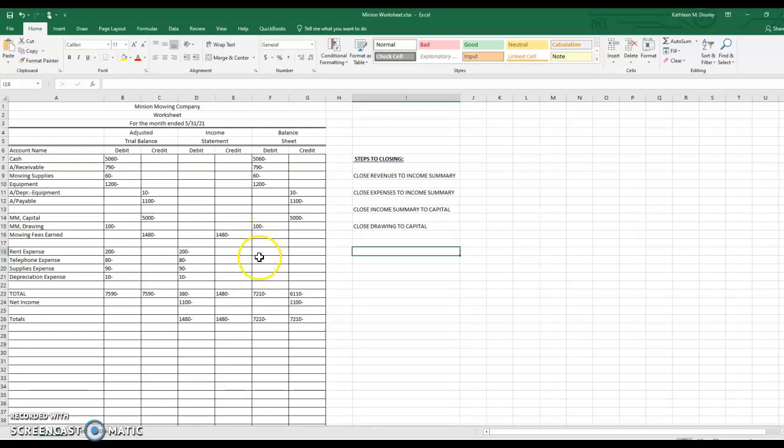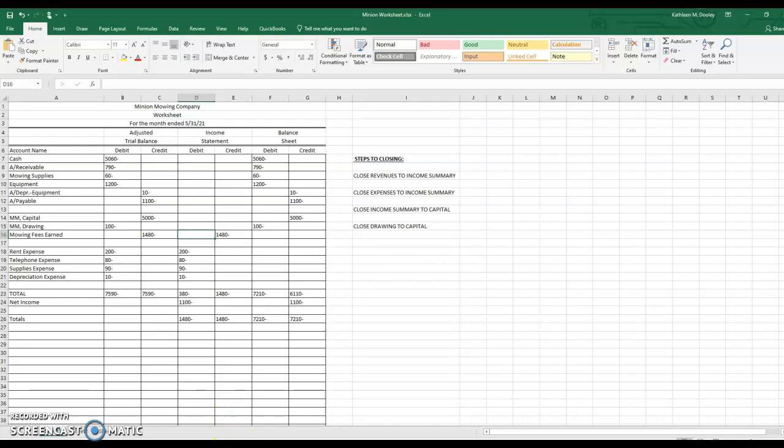So let's start with the first one, closing revenues to income summary. So here, this 1480 credit balance is our revenue. So if we want to close that account out to 0, we're going to need to do the opposite of credit. We're going to have to debit 1480 in the mowing fees earned. Then once we post that to the ledger, mowing fees earned should equal 0. So I'm going to need to debit the revenue account.